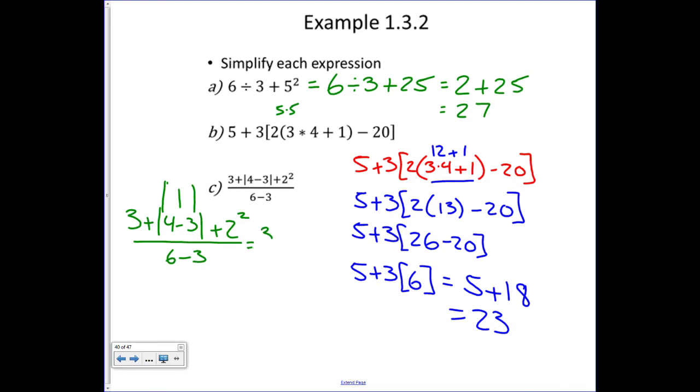So you get 3 plus 1 plus 2 squared, which is just 2 times 2, and so that's 4. On the bottom, we have 6 minus 3, which is just 3. And now we get 3 plus 1, which is 4, plus 4, which is 8, over 3. So make sure that you follow that order of operations when you're working these problems. That's going to be very, very important.